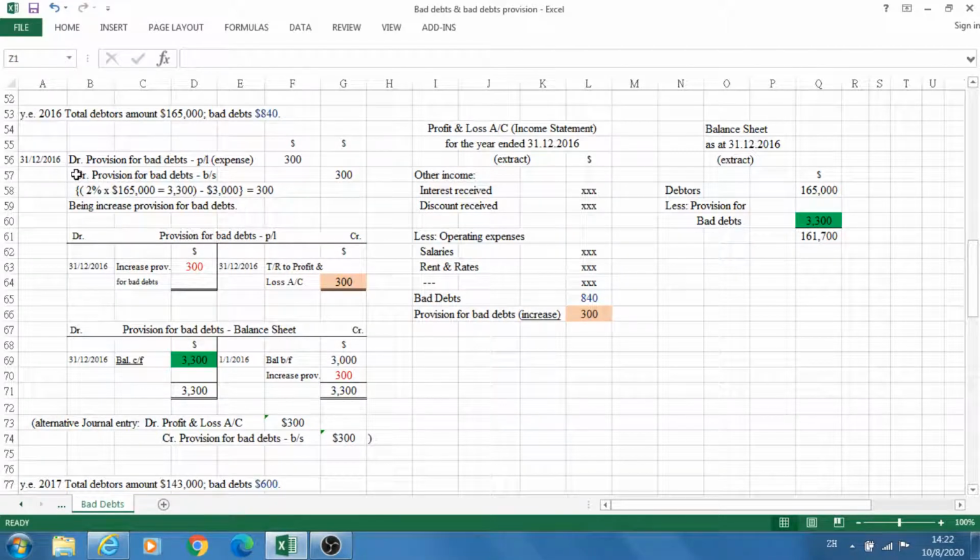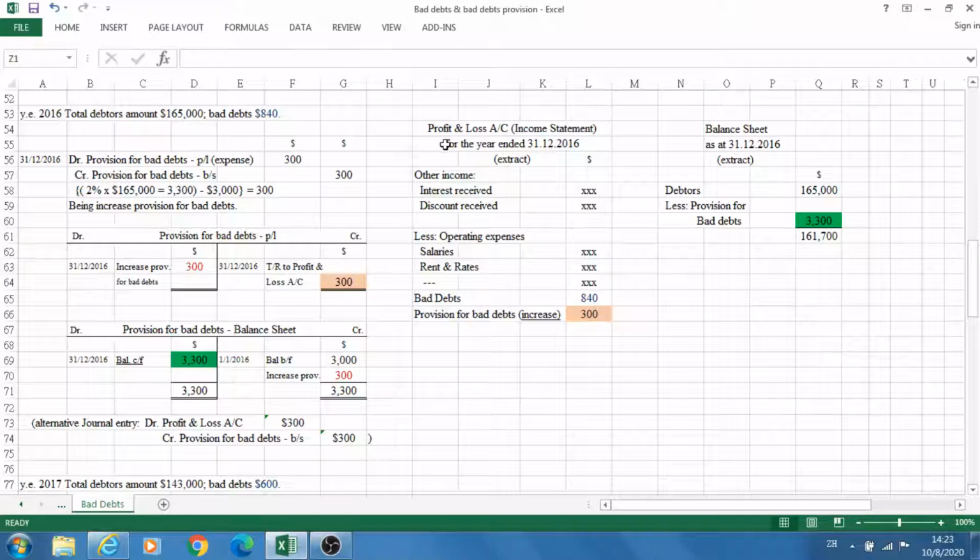The journal is debit provision for bad debts profit and loss account 300 as expense. Credit provision for bad debts balance sheet account 300. The increased provision for bad debts expense is transferred to profit and loss account. Provision for bad debts balance sheet account balance 3,300 is carried forward.